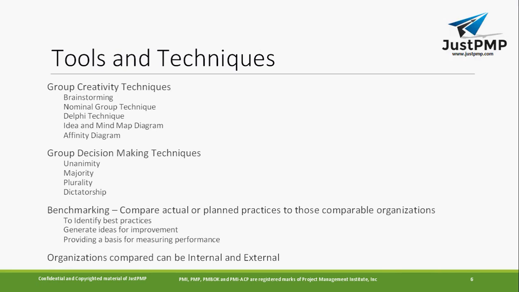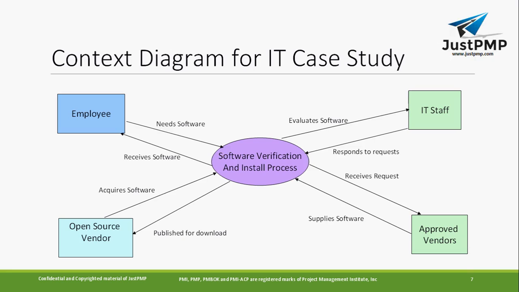Same thing which I have explained to you. So, tools and techniques. What are the group creativity techniques? Brainstorming, nominal group technique, Delphi technique, idea and mind mapping, affinity diagram. These are the things which I have already covered. Okay, so the context diagram which I told you. What is a context diagram?